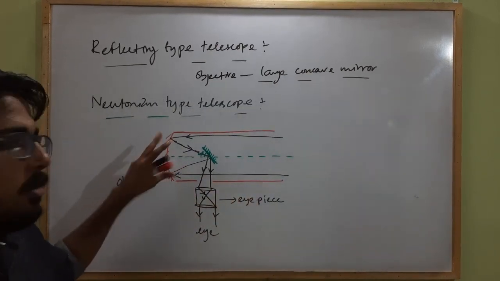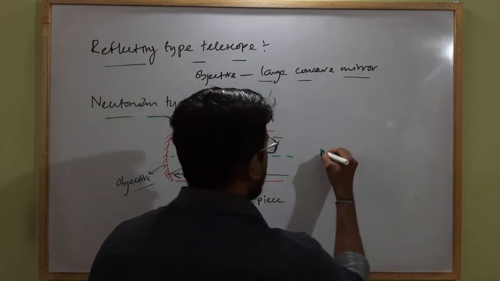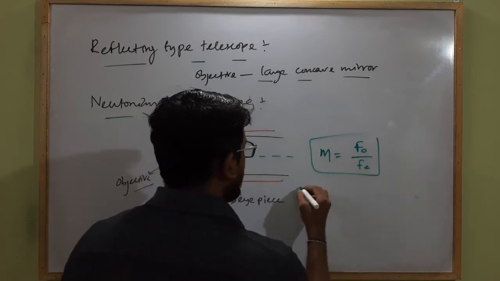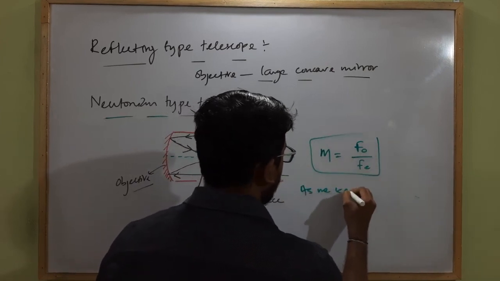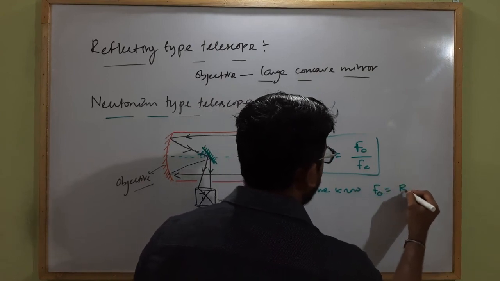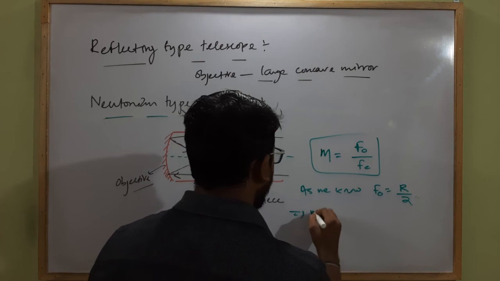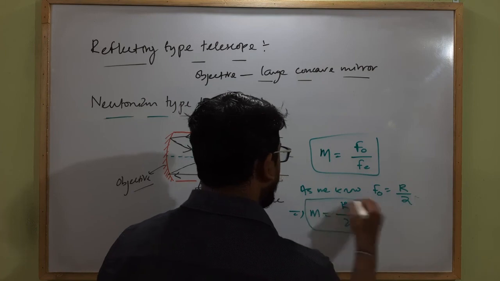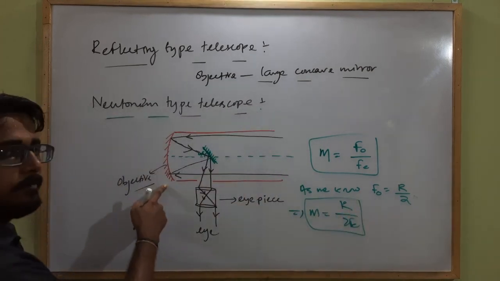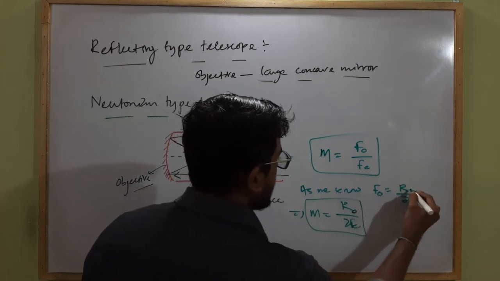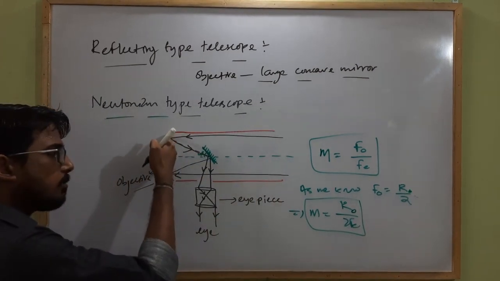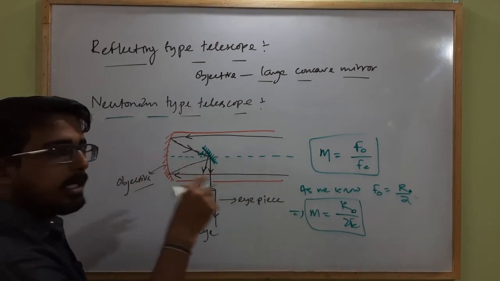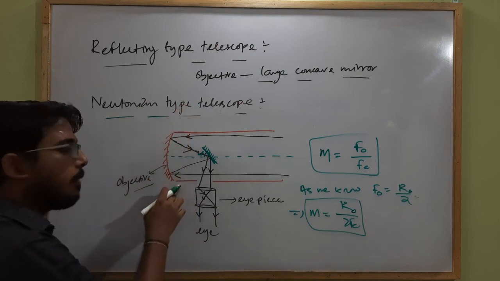That's why they are very difficult to handle, because the magnification power of the reflecting type telescope is defined as the focal length of the objective divided by the focal length of the eyepiece. As we know, the focal length is equal to the radius of curvature divided by 2. So the magnification power of a reflecting type telescope can be written as R0 divided by 2 into Fe, where R0 is the radius of curvature of the objective. As the radius of curvature of the objective increases, the magnification power of the reflecting type telescope increases. So for getting higher magnification we have to use a large objective mirror.